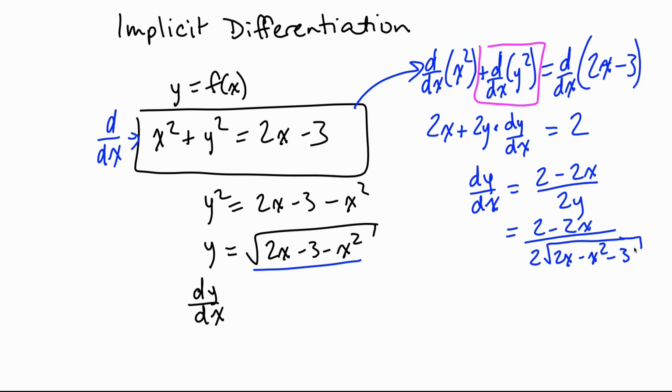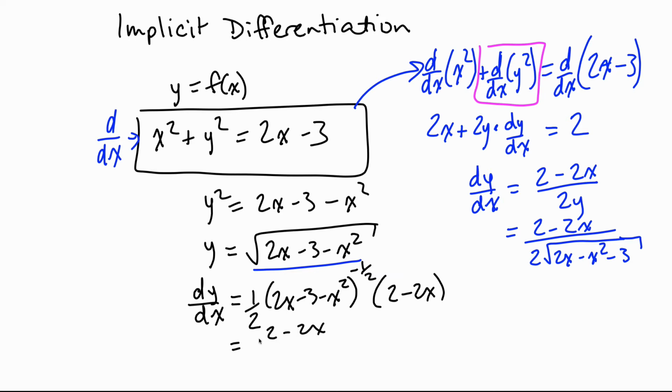So I can check that, right? I can check over here. I can do it the other way around, the usual way. dy by dx of this business is going to be 1/2 times 2x minus 3 minus x squared, to the power of negative one half, times the derivative of the inside, which is just 2 minus 2x, which ends up being 2 minus 2x all over 2 times the square root of the ugly stuff.